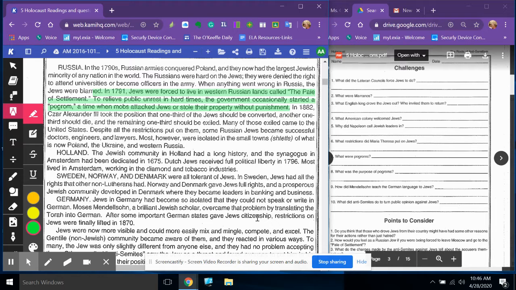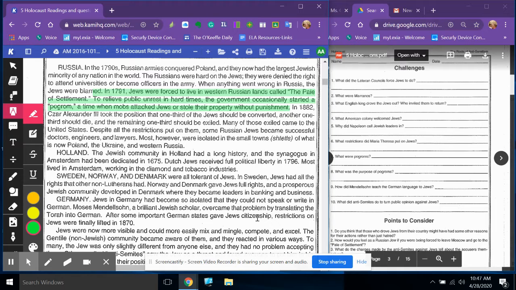Holland. The Jewish community in Holland had a long history, and the synagogue in Amsterdam had been dedicated in 1675. Dutch Jews received full political liberty in 1796. Most lived in Amsterdam, working in the diamond and tobacco industries.